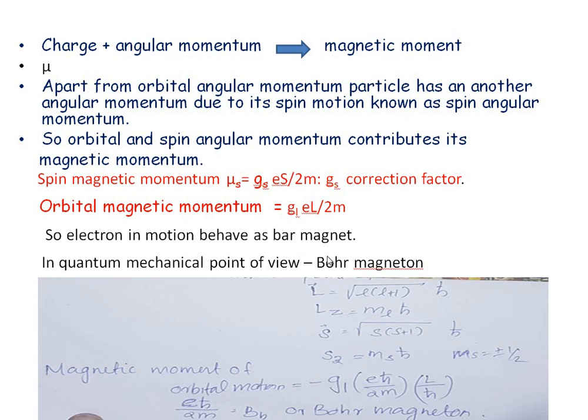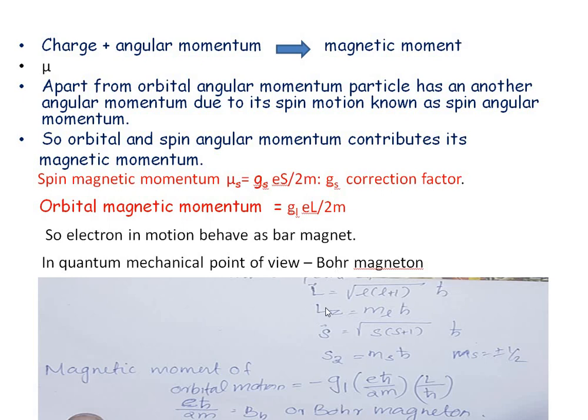So, an electron in motion behaves as a bar magnet. Similarly, for charged particles, from the quantum mechanical point of view, the orbital angular momentum L is given by the square root of l into l plus 1 into h cut, where h cut is h by 2 pi, and h is the Planck's constant.